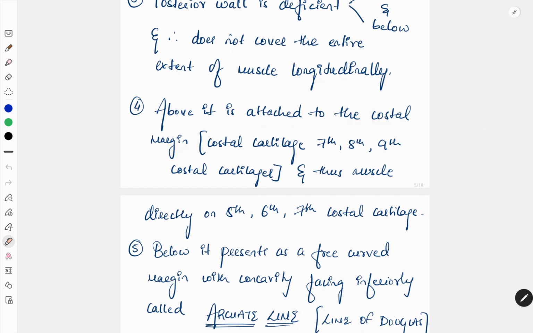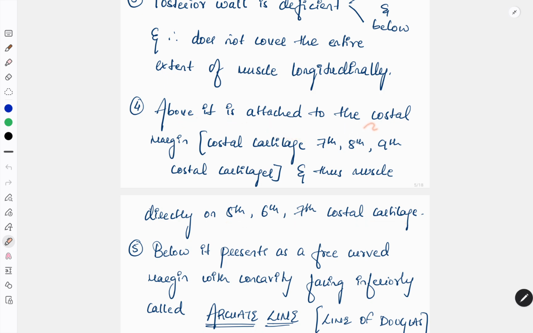What do you mean by costal margin? It is nothing but the costal cartilages of 7th, 8th and 9th costal cartilages. They are only called your costal margin. 7th, 8th, 9th costal cartilages, and thus the muscle is directly on the 5th, 6th and 7th costal cartilage.